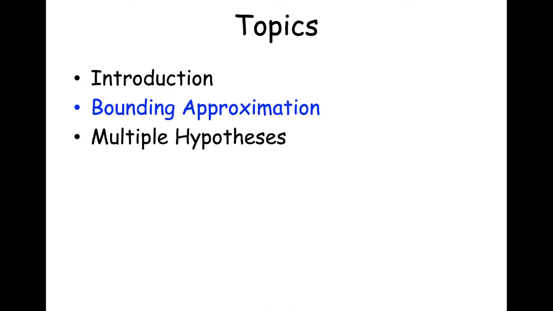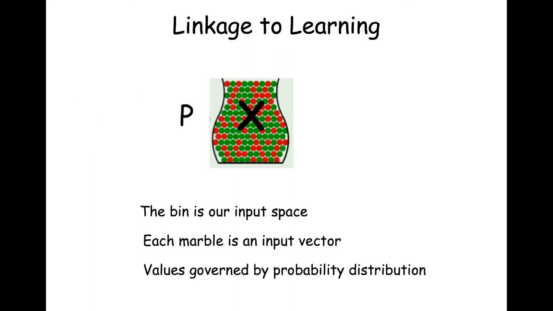So let's take a look at what happens in a scenario where we extend Hoeffding's inequality, and we do this to try to connect it more directly to a learning scenario, and we consider multiple hypotheses. We're going to introduce a little bit more machinery, which is going to provide us this idea of a linkage between the marbles in the bin and learning that we talked about when we went over the components in the anatomy of a learner.